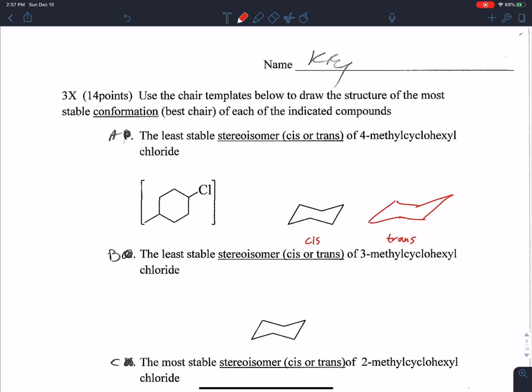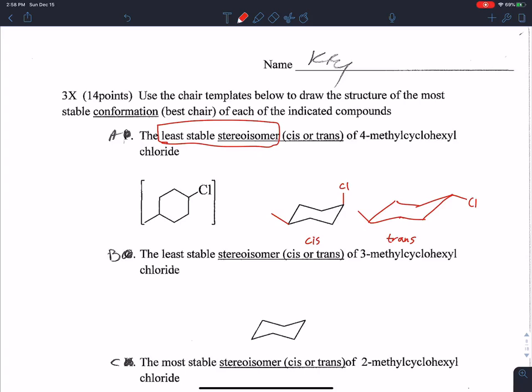So if we make the most stable version of cis and trans, if it was cis at 1 and 4, I would put position 1 in the equatorial spot like that, and then they have to be cis to each other, so this one will be pointing up like that. If I'm doing trans and I'm trying to make the most stable again, I will put this on top like this, and the Cl would be pointing down like that. So this is the most stable of cis 4-methylcyclohexyl, and this is the most stable for trans 4-methylcyclohexyl. Now the question is saying to pick out of these two, which one is the least stable stereoisomer? Is the cis one worse or the trans one worse?